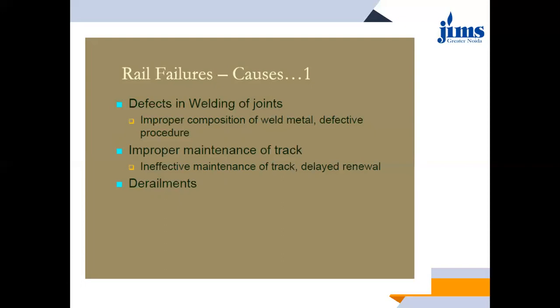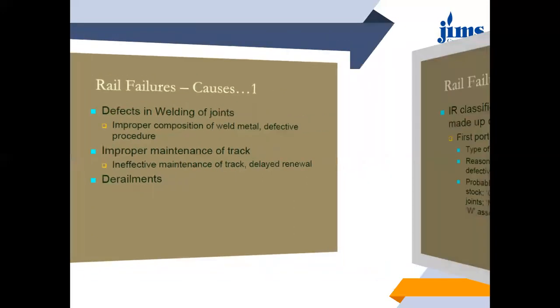So in case the train runs off the rail track, that also causes a defect, since it is running at a good speed, or even at a small speed. At the place where the train comes down, it will cause the rail to be defective.